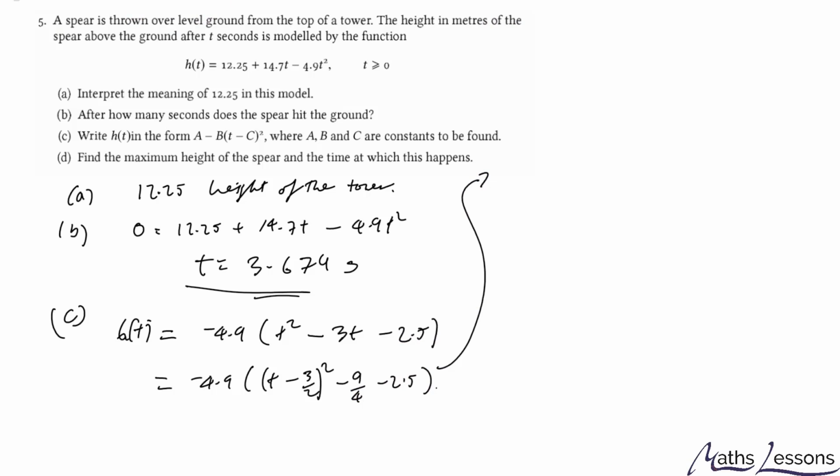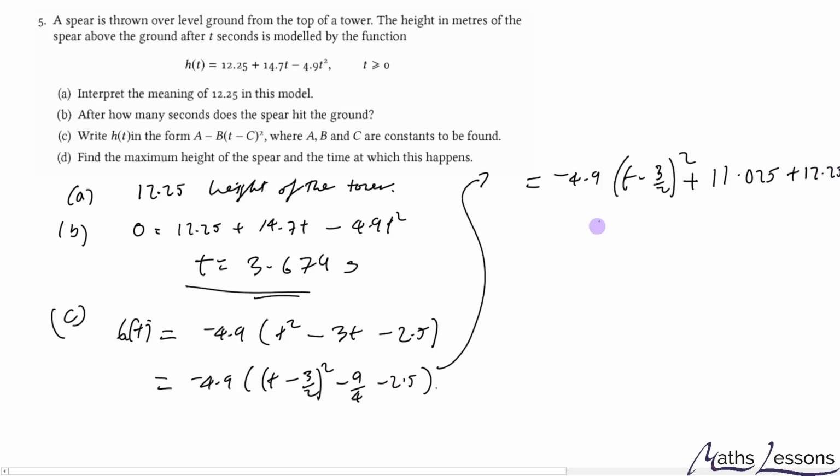Next, what I'm going to do is multiply back out the brackets. So I'm going to multiply all of this by minus 4.9. So I'm going to get minus 4.9 (t minus 3 over 2) squared, minus times by minus 4.9, I'm going to get plus 11.025 plus 12.25 equals minus 4.9 (t minus 3 over 2) all squared.